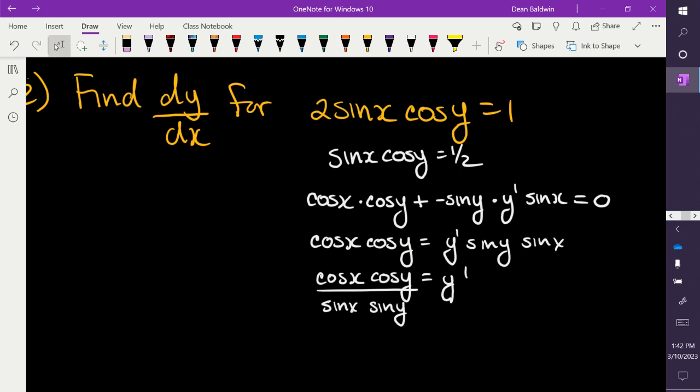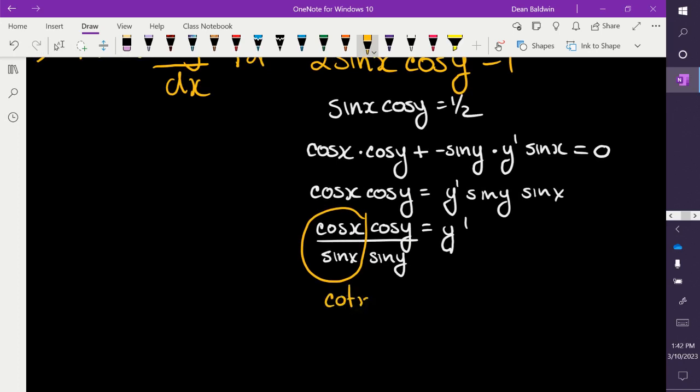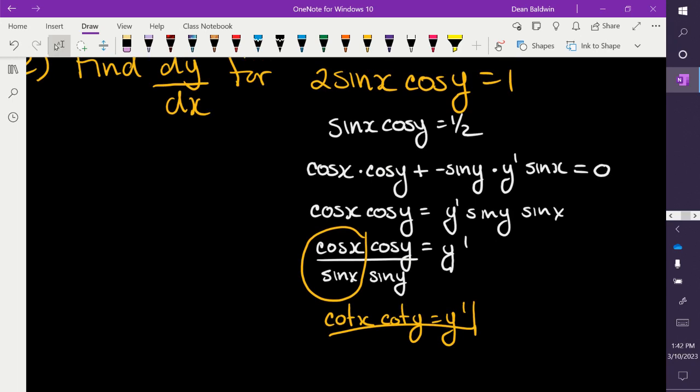Are we good? Can you rewrite this anyway? What's cos over sine? Cotan x. And cos y over sine y is cotan y. Whoa. And there you go.